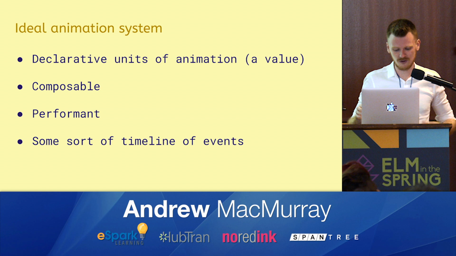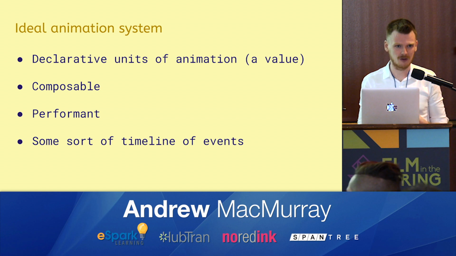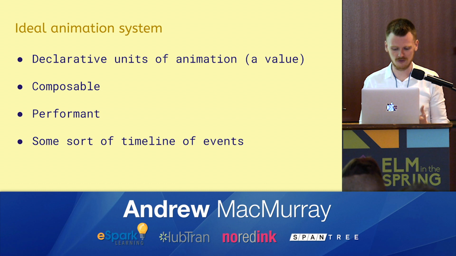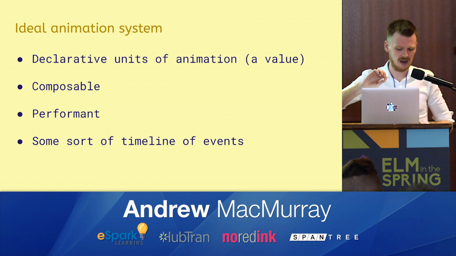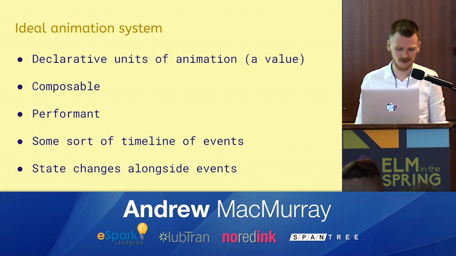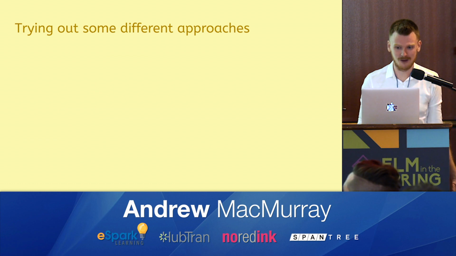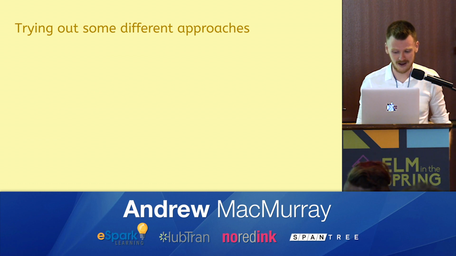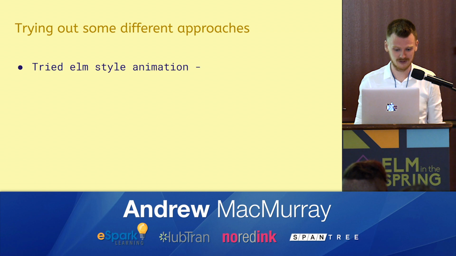And I also, from the React version, had come up with this idea of a timeline that I found a really nice mental model to work with. So something starts here, then it moves over here, and then it's going to explode into a ball of confetti or something. And then what if I could have state changes along those events? That could be kind of cool as well. So I started trying out a couple of different things given those thoughts.